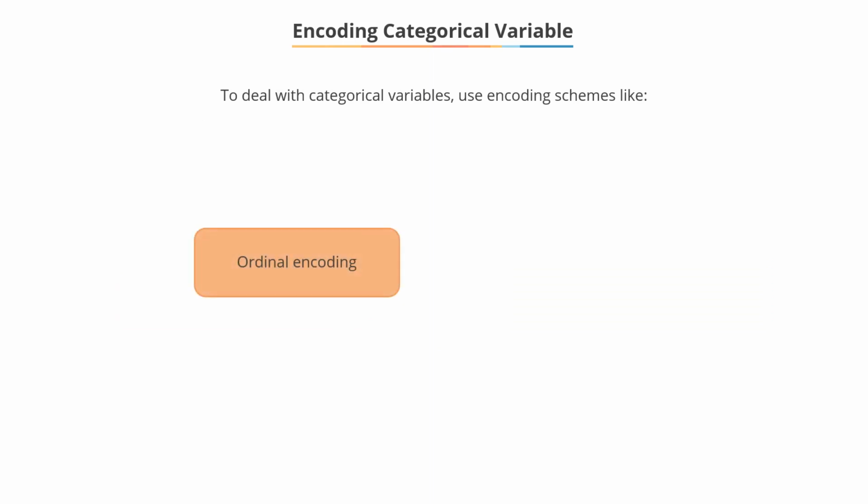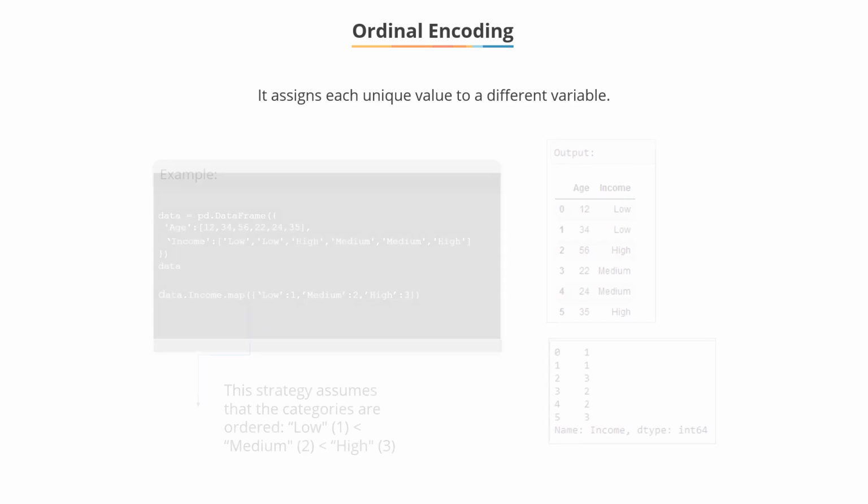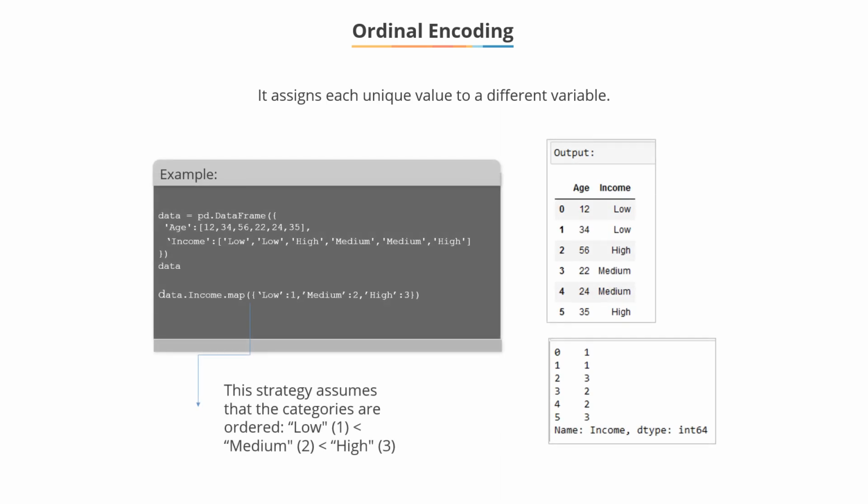To deal with the categorical variables, encoding schemes such as ordinal encoding and one-hot encoding are used. Let's look at each of these in detail. The first encoding scheme is ordinal encoding. It assigns each unique value to a different variable. It also assumes that the categories are ordered as high being greater than medium and medium being greater than low. In the example given on screen, the variables low, medium, and high are assigned values 1, 2, and 3, respectively.